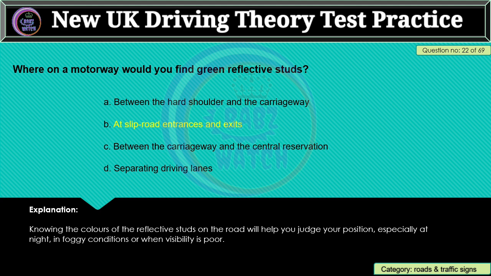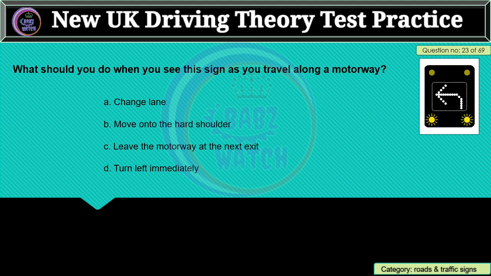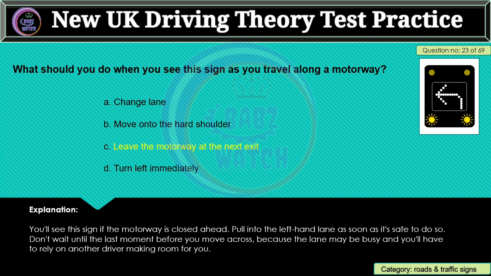Question 23 of 69. What should you do when you see this sign as you travel along a motorway? A. Change lane. B. Move on to the hard shoulder. C. Leave the motorway at the next exit. D. Turn left immediately. The correct answer is C. Leave the motorway at the next exit.